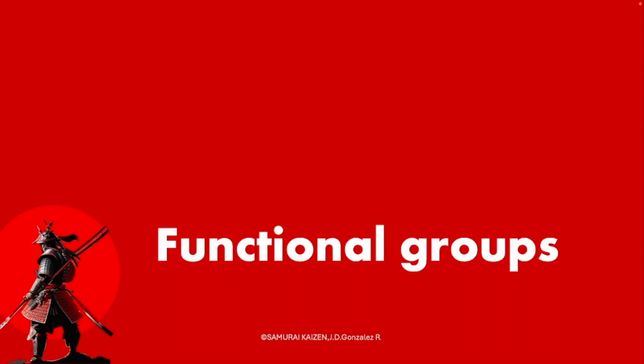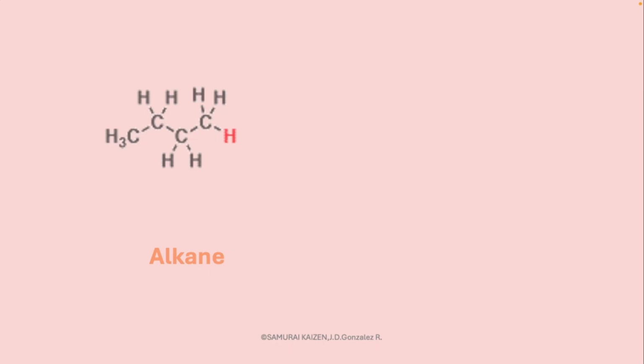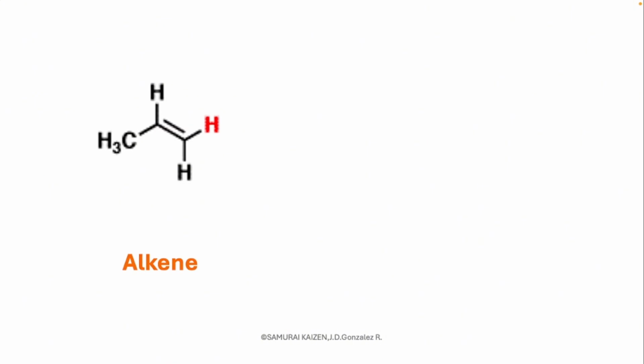Functional Groups and Chemistry. We start with the simplest of all, which are alkanes. An alkane has just single bonds, one bond per carbon. The next one is an alkene, where instead of a single bond, now we have a double bond.